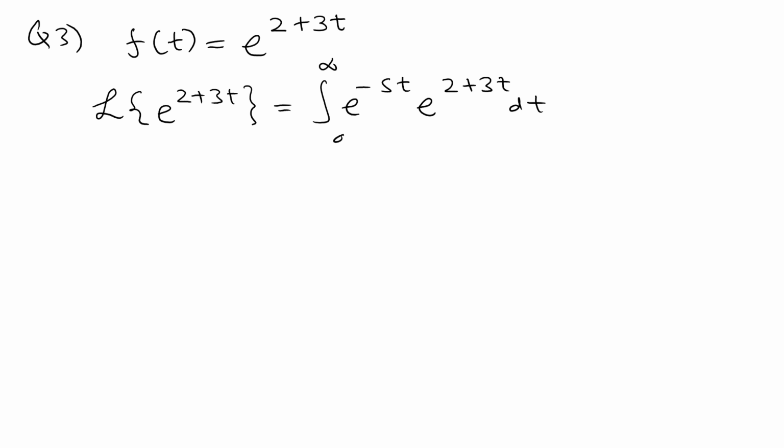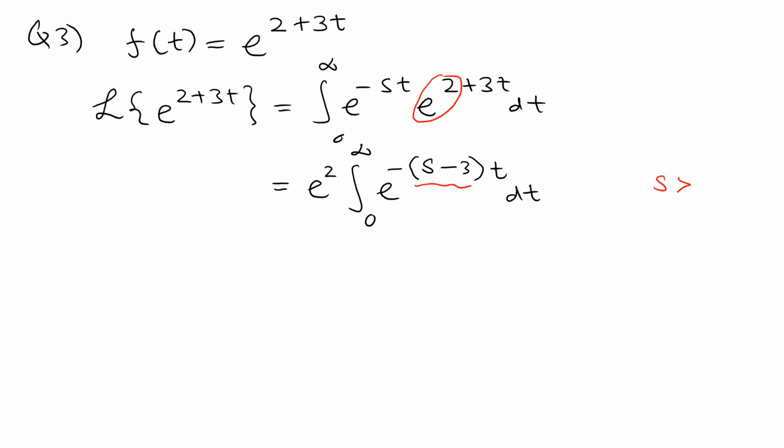You can see e squared is a constant, so you can pull it out of the integral, so you can write this as e squared times the integral from 0 to infinity of e to the, as before, we pull the negative sign out and then write this as s. Because of the plus 3, since you pull a negative sign out, you can write this as a negative 3. So you get two negative signs, and then dt. After that you can see this problem is very similar. We can assume that this is positive, so the assumption is s is greater than 3.